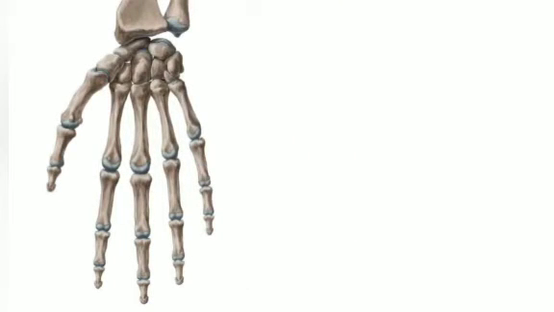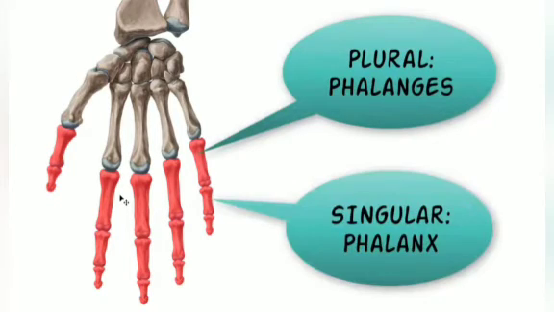Now let's talk about the last group of bones that you find in your hands, and these are the phalanges, and these are the bones of the fingers, like I mentioned before. And what you need to know about the phalanges, first thing is that phalanges is plural for phalanx. So every bone that you see here is one phalanx, and combined they're phalanges.